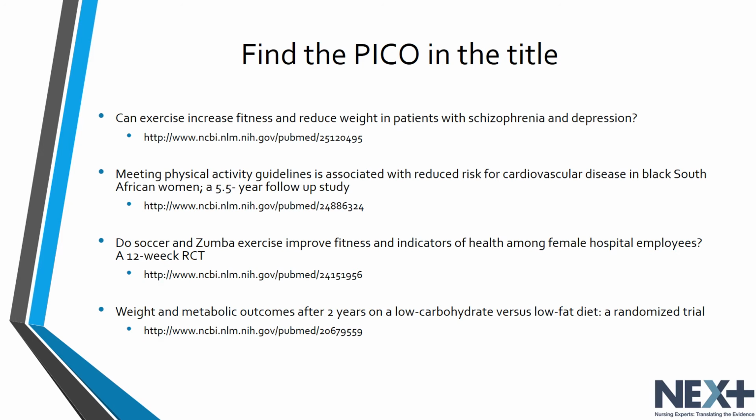The third title: Do soccer and Zumba exercise improve fitness and indicators of health among female hospital employees, a 12-week RCT. Population would be female hospital employees. The intervention is soccer and Zumba exercise. And the outcome that we want to measure would be improved fitness and indicators of health. Now this study has a time period which indicates a 12-week randomized control trial.